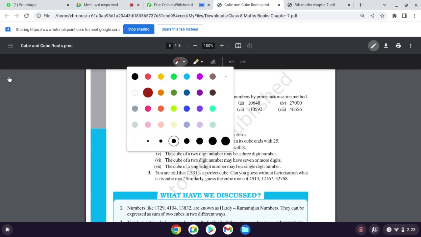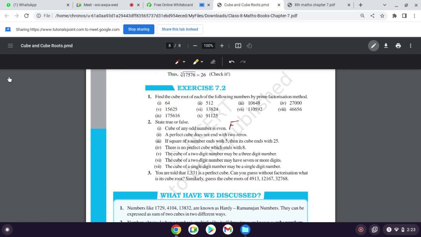So the first one is false. Second: a perfect cube does not end with 2 zeros. A perfect cube will end with a number of zeros that is always a multiple of 3. So it's true. Third one: if the square of a number ends with 5, then its cube ends with 25. It is not always necessary that if the square of a number ends with 5, then its cube will end with 25. No, this is false.